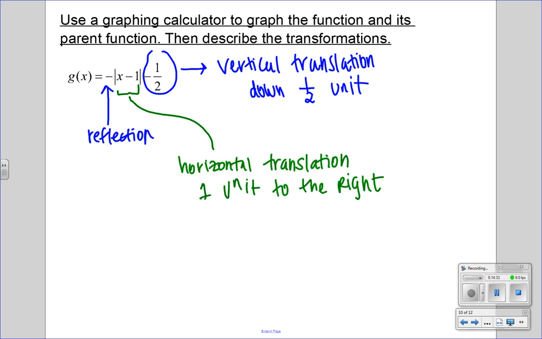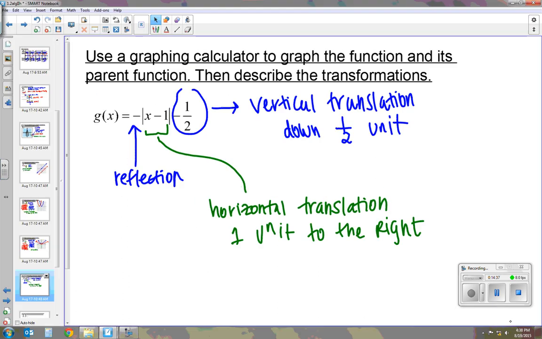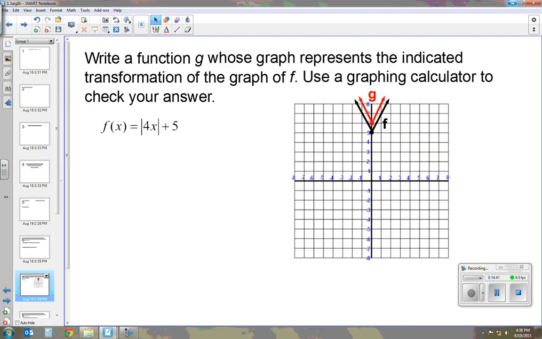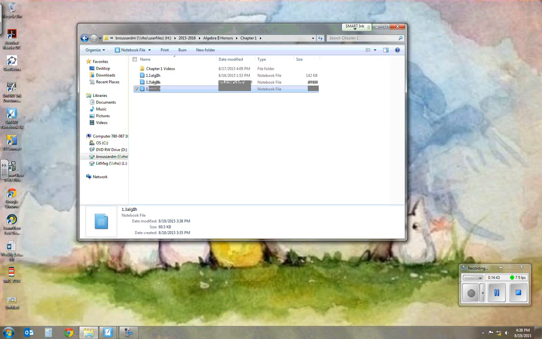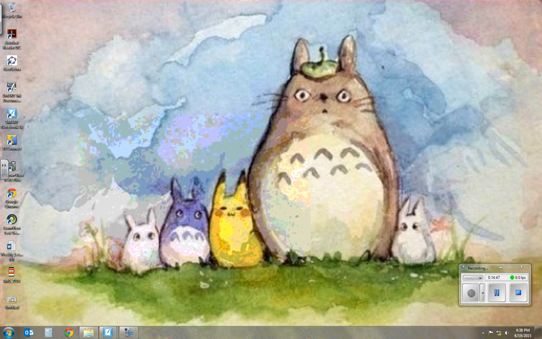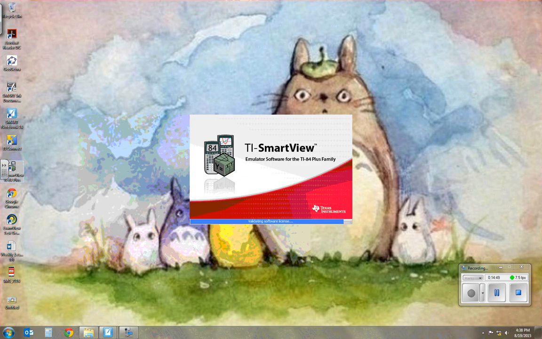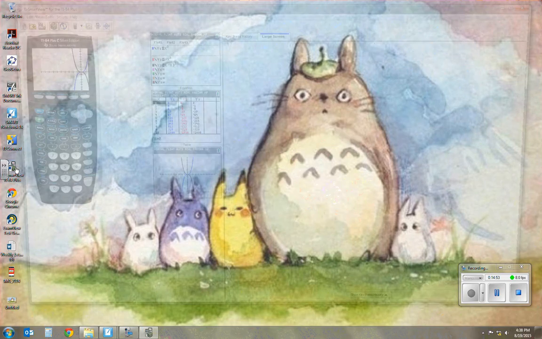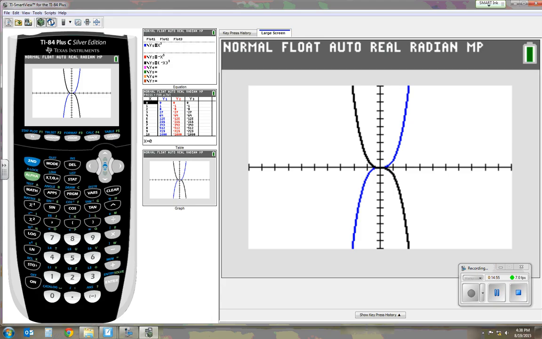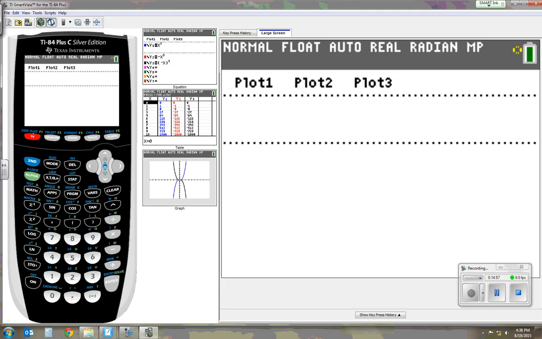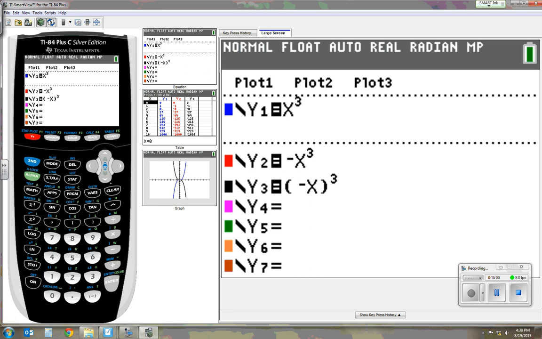Okay, so let's pull up my calculator real quick. We're going to look at this calculator, and we're going to graph this in the calculator. And then we can compare these to be able to see what kind of transformation is going on.